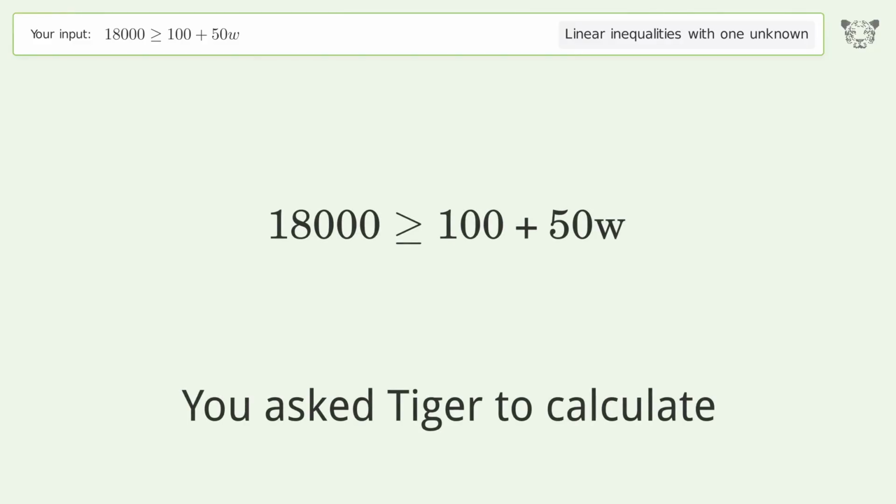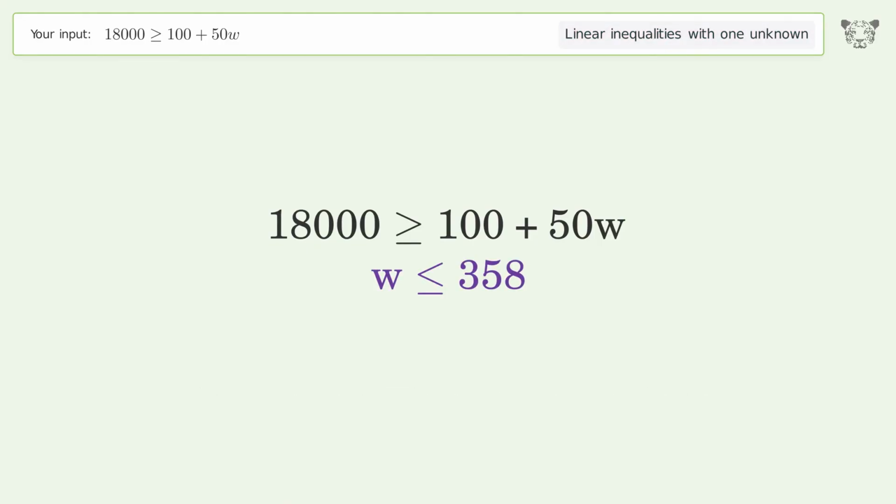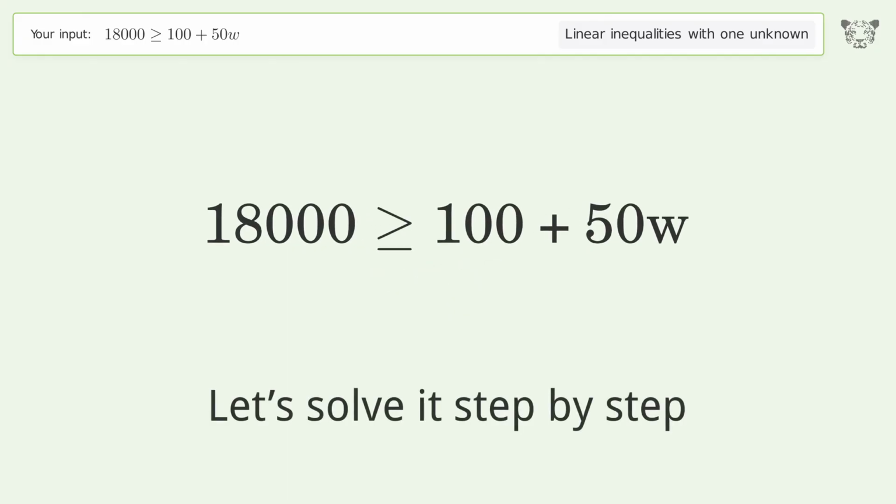You ask Tiger to calculate. This deals with linear inequalities with one unknown. The final result is w equal or smaller than 358. Let's solve it step by step.